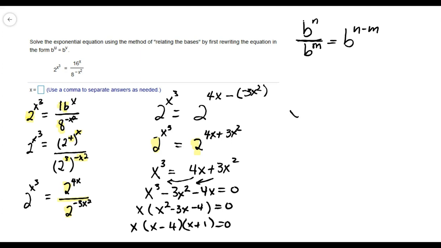Then we can set each factor equal to 0 using the zero product property. And we get x equals 0. Add 4 to both sides to get x equals 4. Subtract 1 on both sides and get x equals negative 1. So we got 3 solutions, 0, 4, and negative 1.